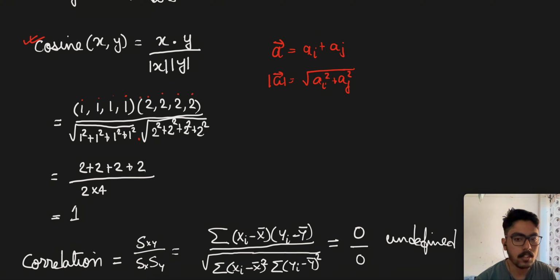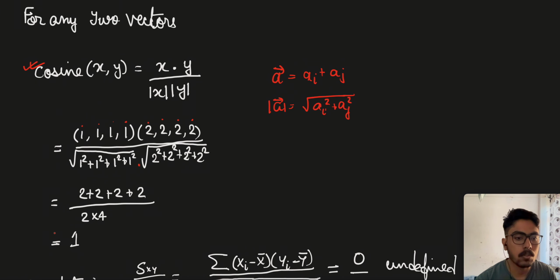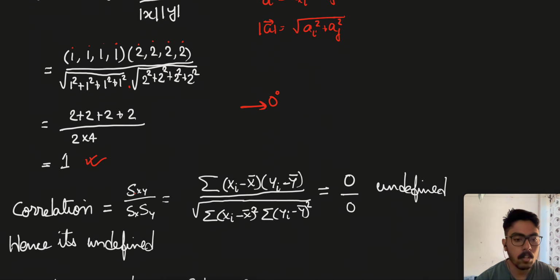And then sum it all up. So we have 2 plus 2 plus 2 plus 2, so that is 8, and we will get 1 when we cancel these out, right? So cosine for these two vectors is 1, meaning the angle between these two vectors will be 0, right? 0 degree. Now we come to the correlation part.